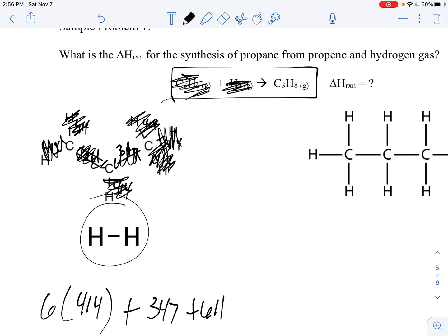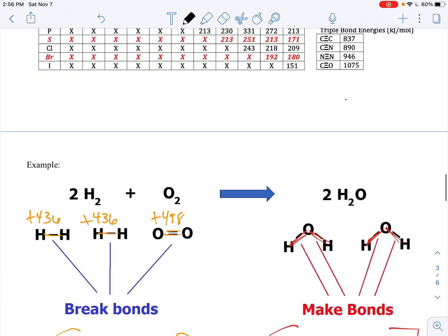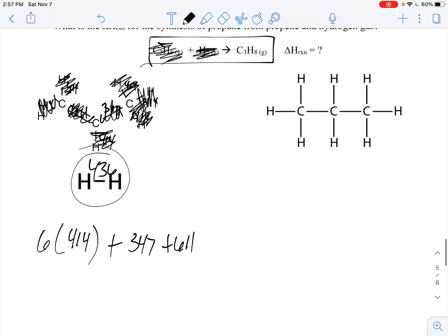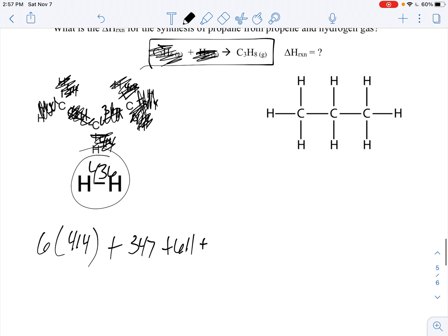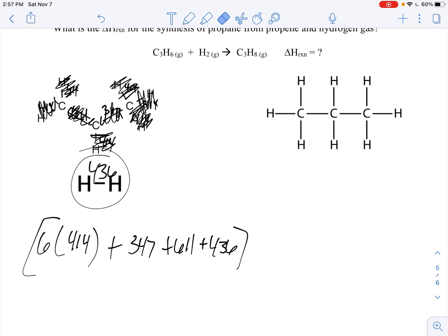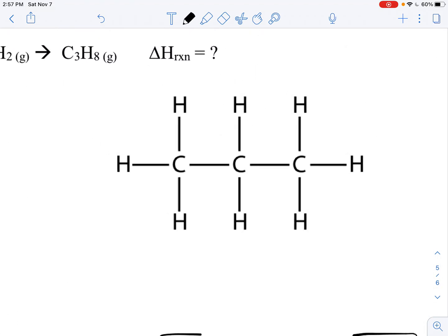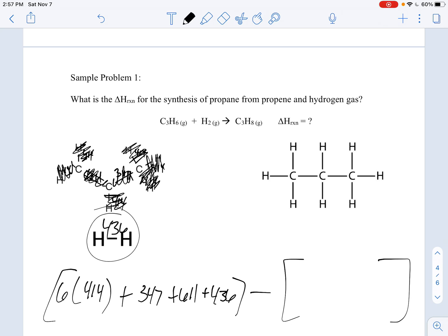Now I've got to destroy a hydrogen bond, this guy here. What did we say that was? 436, I believe. Yeah, 436. So that bond is a 436, so I have to add in another 436 here for him. Okay? And now I'm going to subtract from that everything over here that I am going to make.